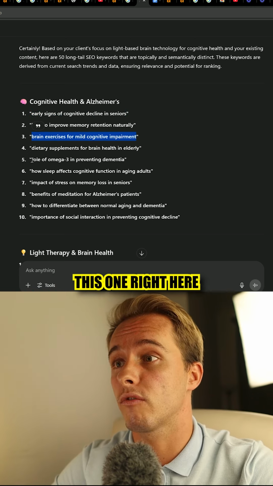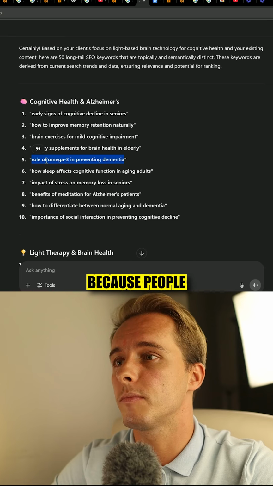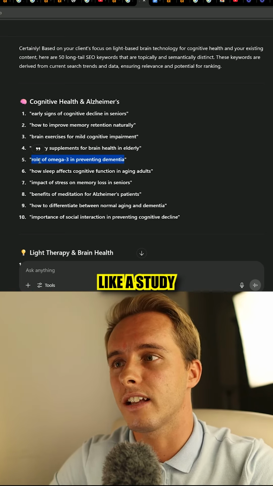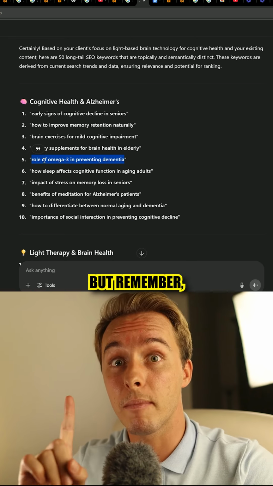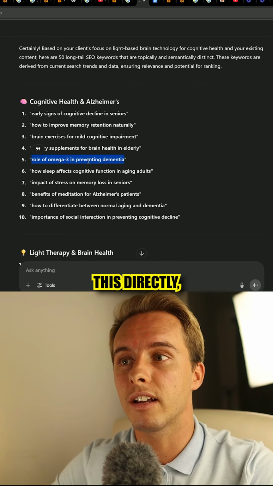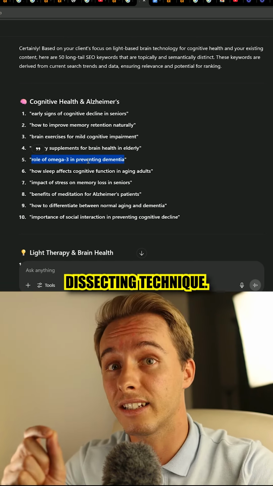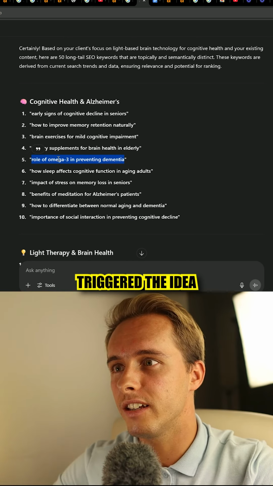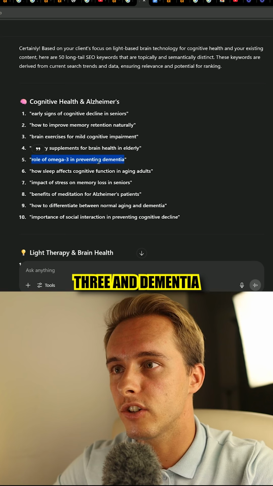But for example, this one right here, probably won't, because people are just not going to type "role of," it almost sounds like a name of a study or something. People are not going to search that. But remember, if they don't search this directly, we can still reuse it with the dissecting technique. So maybe this keyword doesn't have volume, but now it has triggered the idea of omega-3 and dementia and prevent.